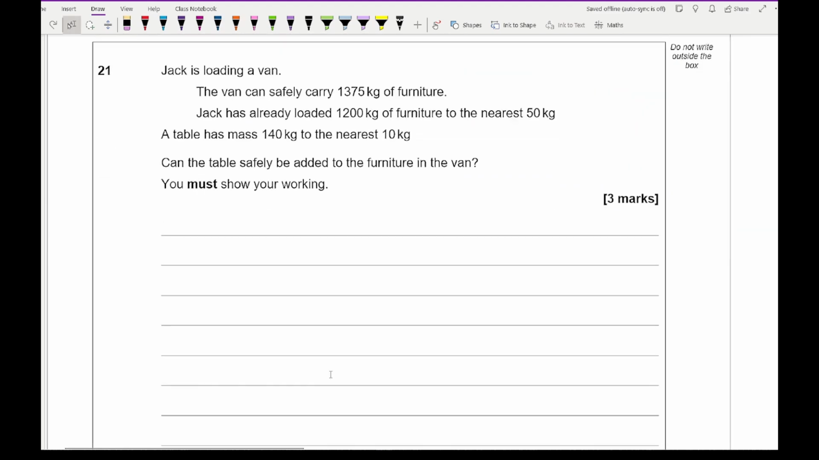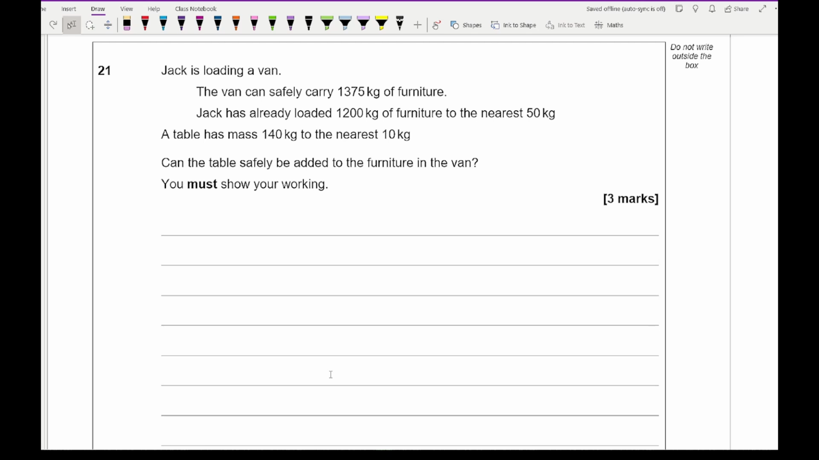Moving on to question 21, it says that Jack is loading a van. The van can safely carry 1,375 kilograms of furniture. Jack has already loaded 1,200 kilograms of furniture to the nearest 50 kilos. A table has a mass of 140 kilos to the nearest 10 kilograms. Can the table safely be added to the furniture in the van?